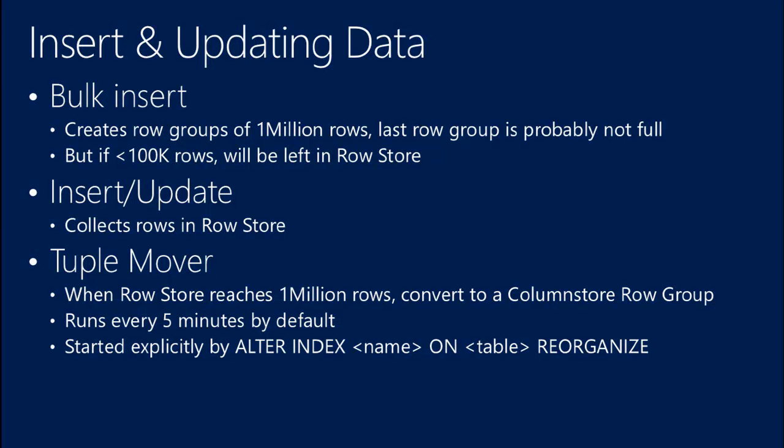But the idea is that the tuple mover will run every 5 minutes and convert into the Columnstore index if we have more than 1 million rows in the Delta store. Or you can explicitly start it by doing an alter index reorganize, which takes data out of the Delta store and pushes it into the column store as needed. If you have data in the column store that has been deleted, the only way to remove it from the column store is to do an alter table rebuild.